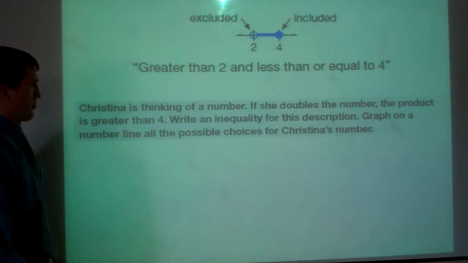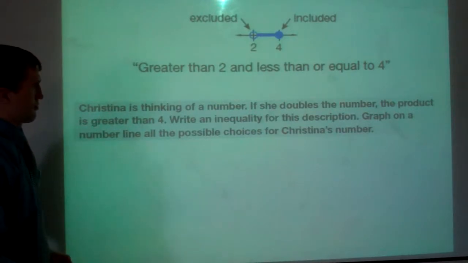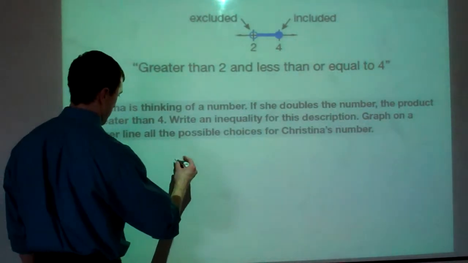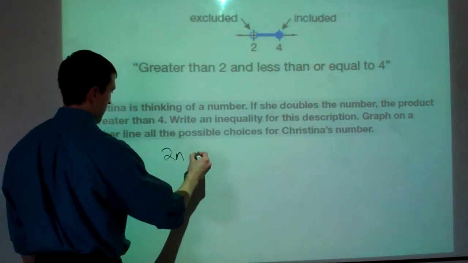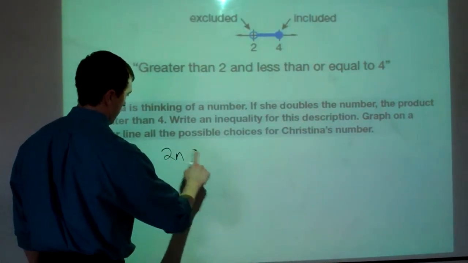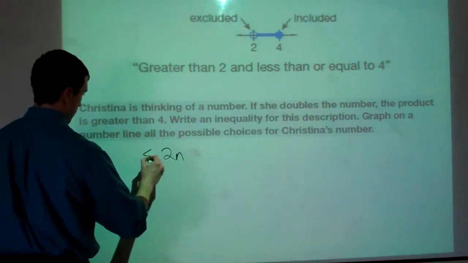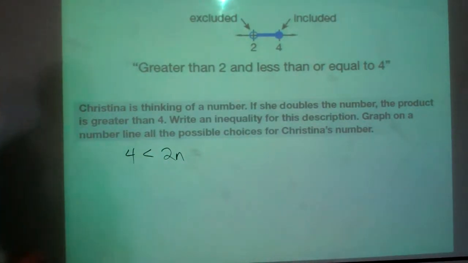So to set this up, we're going to say if she doubles a number, so some number, let's call that number n, and whenever she doubles it, 2 times n, it is greater than 4, sorry. It will be greater than 4 whenever she doubles it.